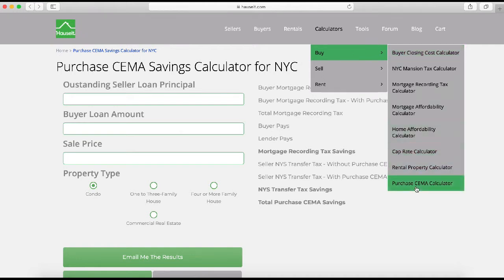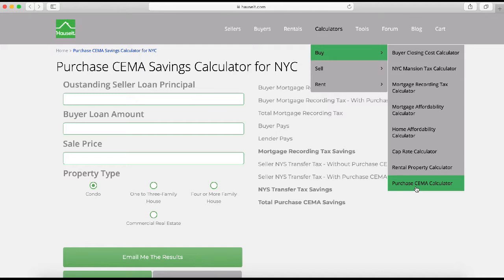Purchase CEMA Calculator. Now, if you're on the Purchase CEMA Calculator page, it is highly likely that you're taking out a mortgage and you are buying real property. Now, real property is defined as something with a deed. So in New York City real estate lingo, it includes condos and houses. It would not include a co-op because a co-op is not real property.